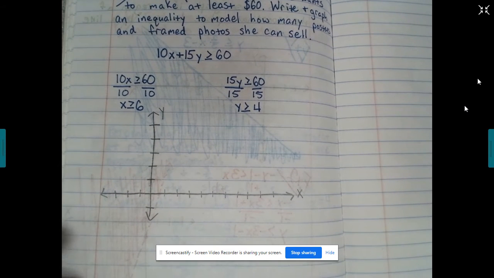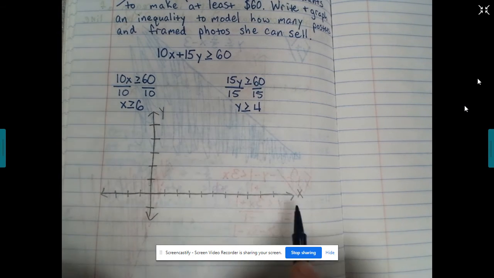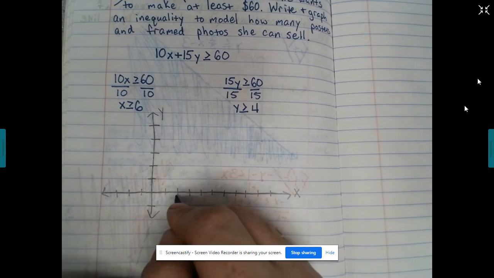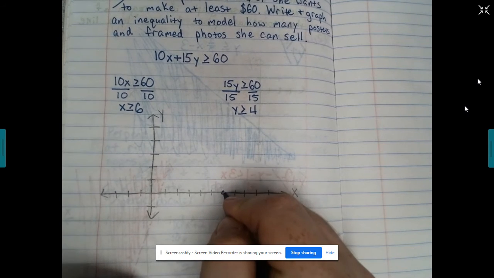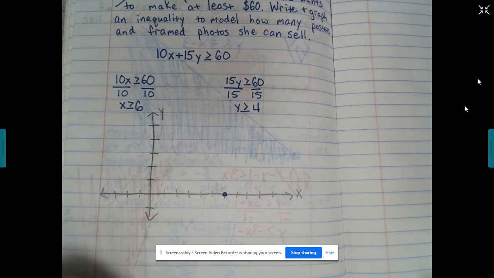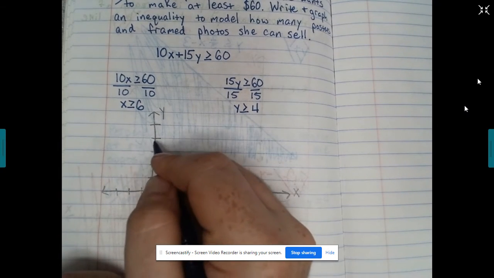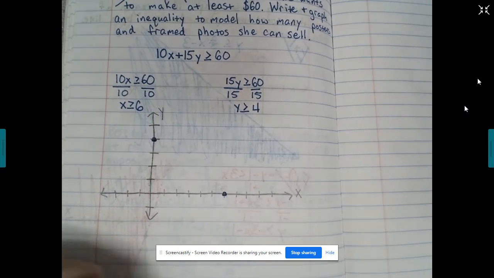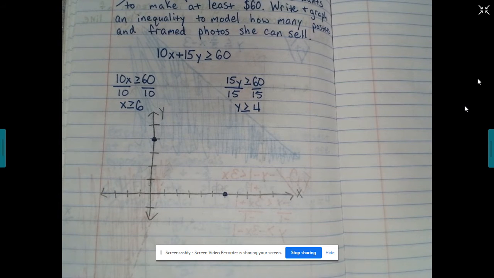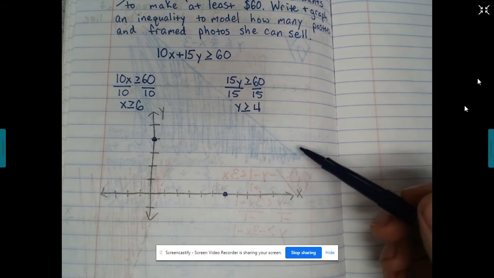I actually really only care about, in this real world context, the first quadrant, because I'm not going to be selling any negative amount of photos or posters. So go ahead and put my intercepts down. We've got an x-intercept of 6 posters. We've got a y-intercept of 4 framed photos. So those represent our intercepts there.